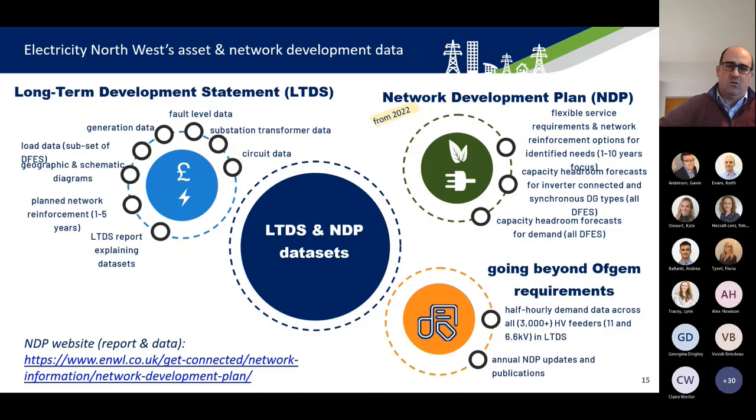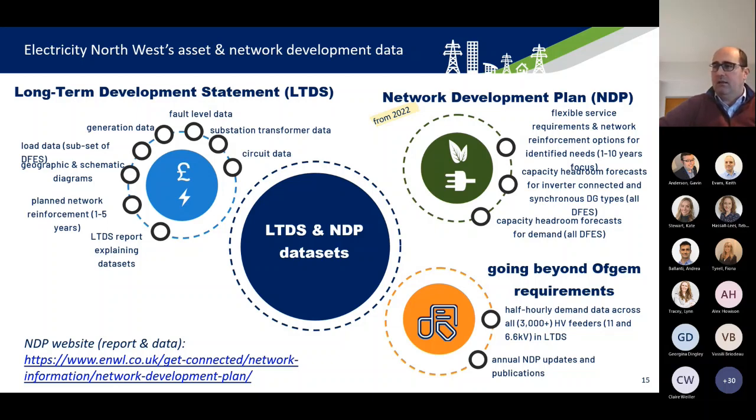Importantly, for generators, you can find capacity headroom for technologies that are connected, that is synchronous generators connected directly to the network, or technologies that are connected via inverters. And you can also find information around requirements for flexibility and reinforcement options to deal with identified capacity issues.